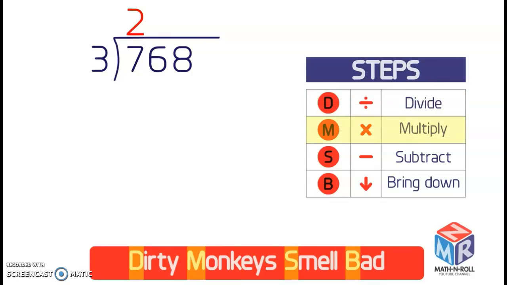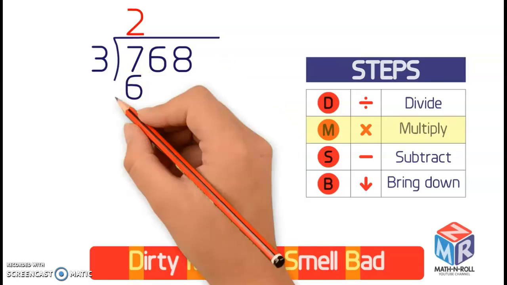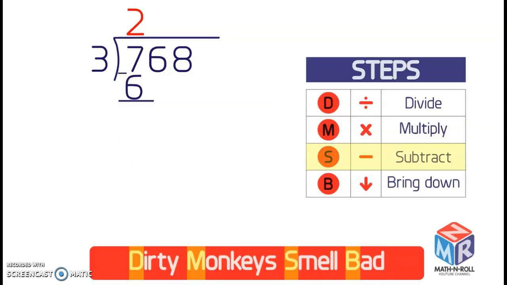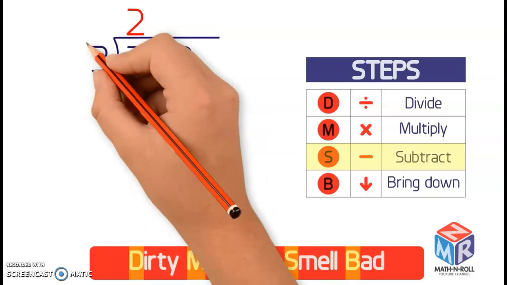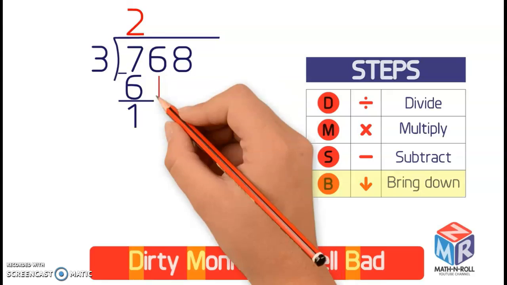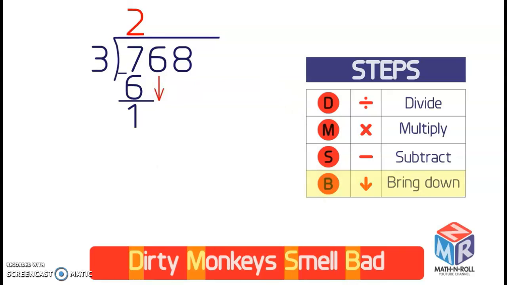Now multiply 3 by 2 to get 6. Place the product directly below the 7 and draw a line beneath it. Subtract 6 from 7 to get 1. After you subtract, the result should be less than the divisor. In this problem, the divisor is 3. 3 is greater than 1, so it's okay. Then bring down the next number, 6, to make the new number 16.